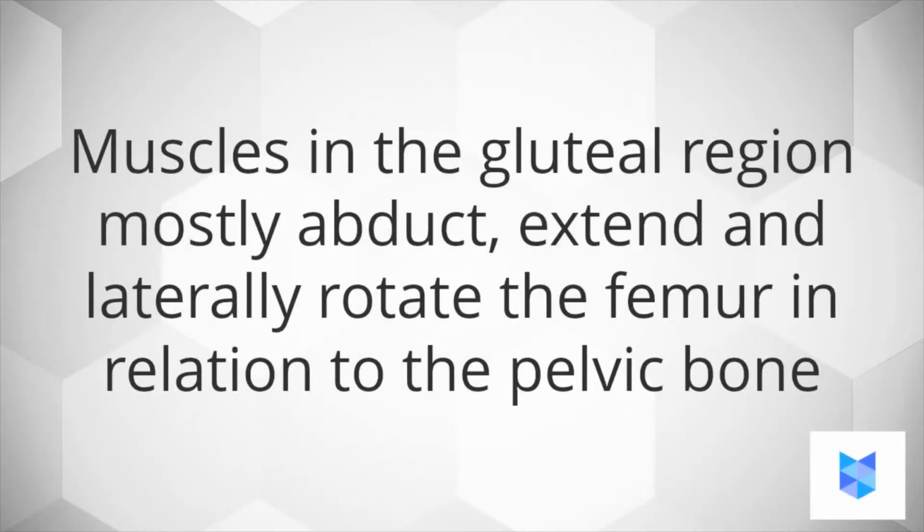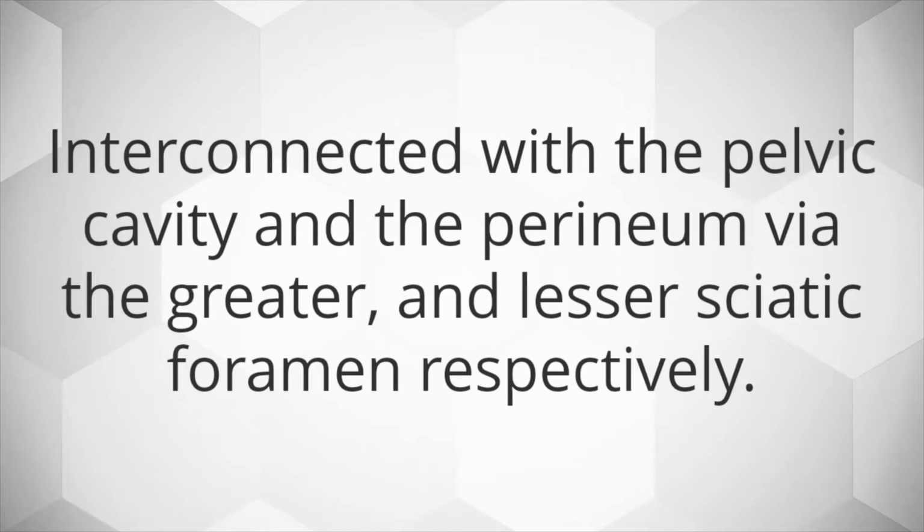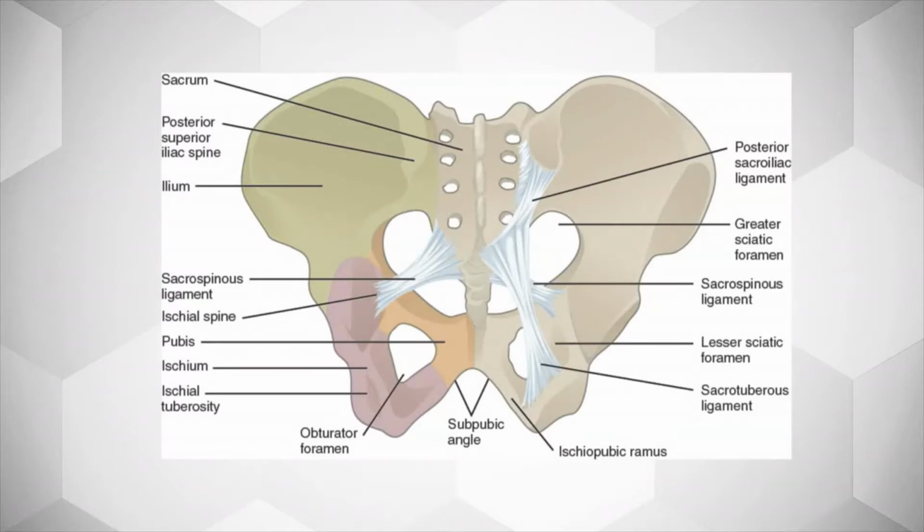The muscles in the gluteal region mostly abduct, extend, and laterally rotate the femur in relation to the pelvic bone. The gluteal region is interconnected with the pelvic cavity and the perineum via the greater and lesser sciatic foramen respectively. In this slide, you can see on the superior aspect is the greater sciatic foramen, and in the inferior aspect is the lesser sciatic foramen. They are divided by the sacrotuberous ligament.